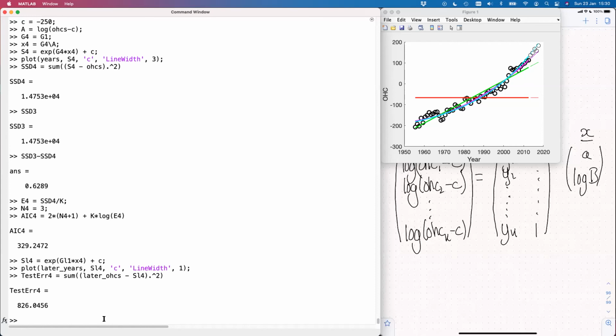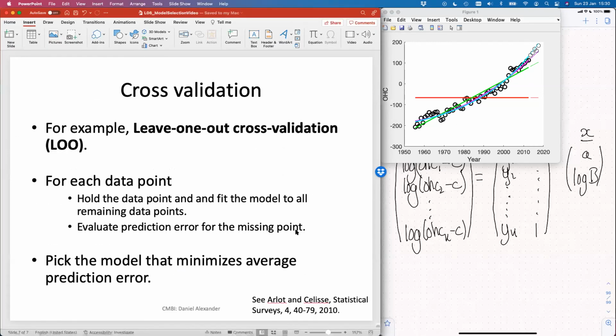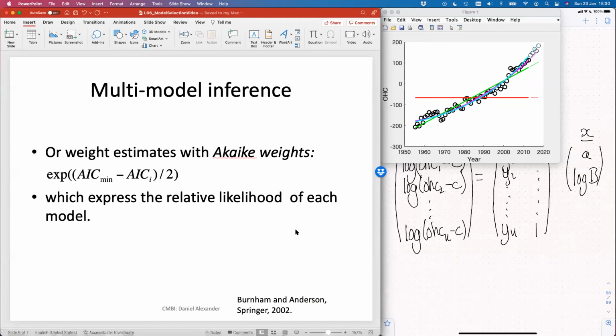They don't need to be nested this time. There's another advantage of the AIC over the F-test, which is the ability to perform multi-model inference by calculating relative likelihoods of each of the models. And that's often done through the method of Akaike weights. If you remember, with the F-test, it's really just a binary decision. Do we or do we not accept the more complex model over the simpler one?